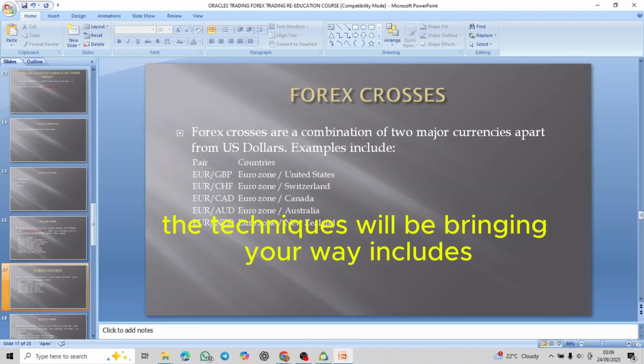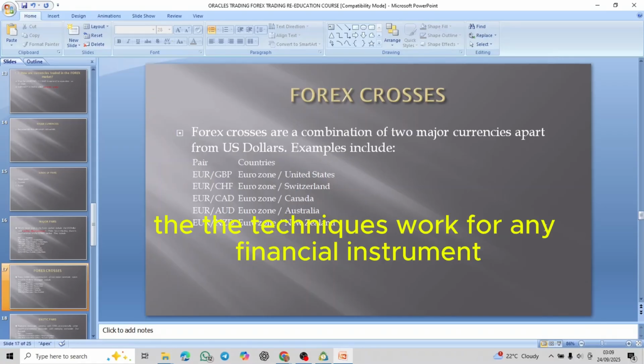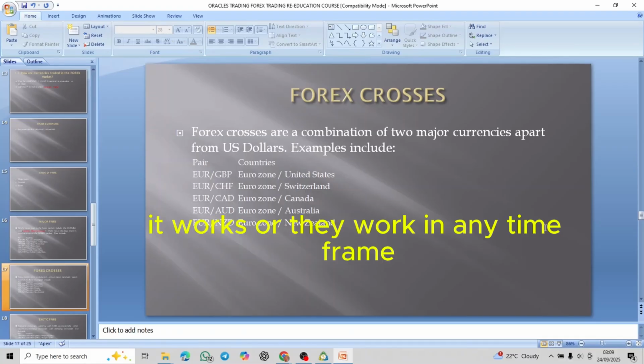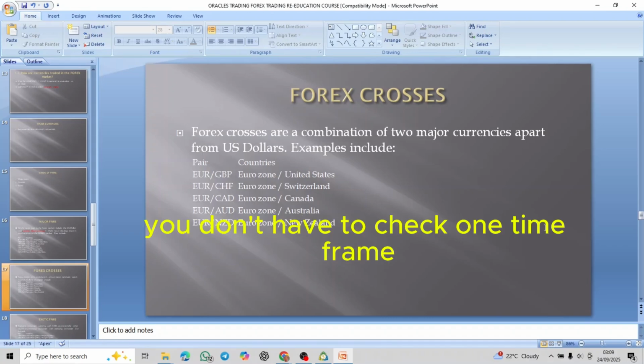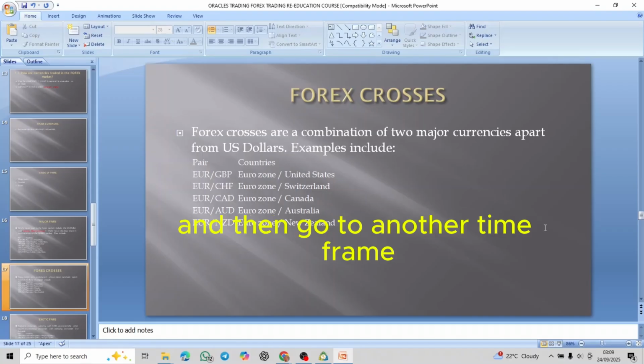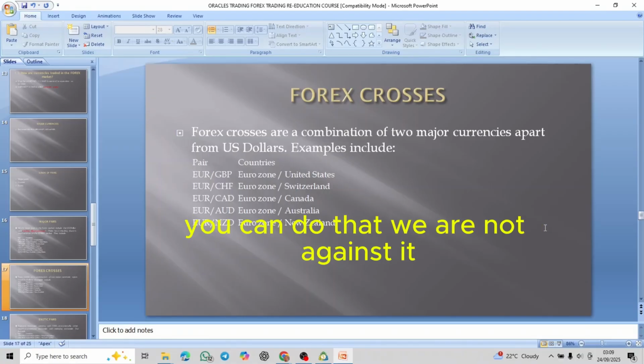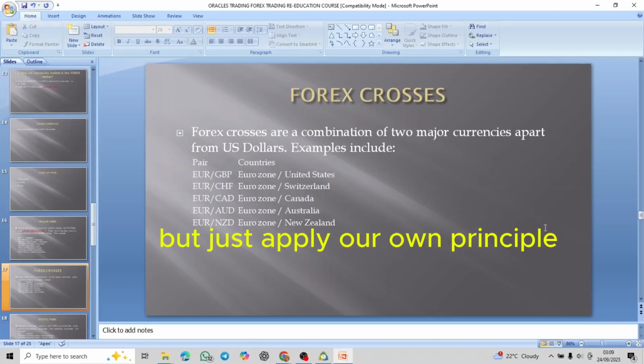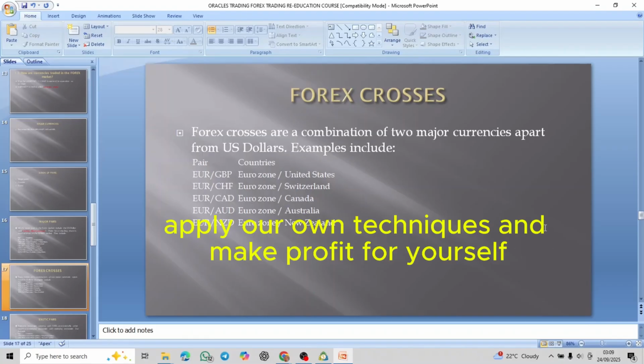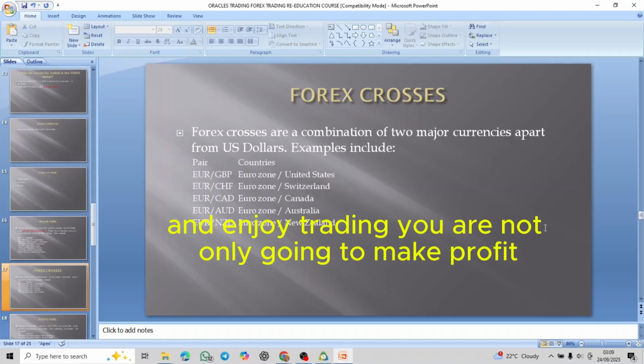What we want to teach you is what works for any currency combination, and it goes beyond forex. The techniques we'll be bringing your way work for any financial instrument. They work in any time frame. You don't have to check one time frame and then go to another, top-down analysis. You don't need all that. You can do that, we are not against it, but just apply our own principles and techniques, make profit for yourself and enjoy trading.